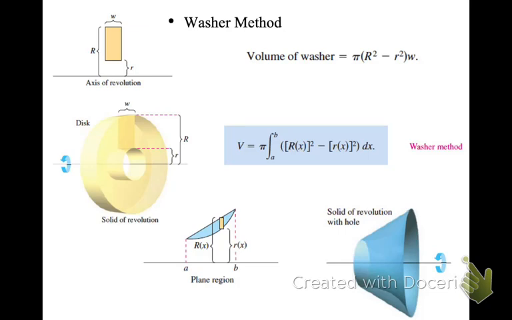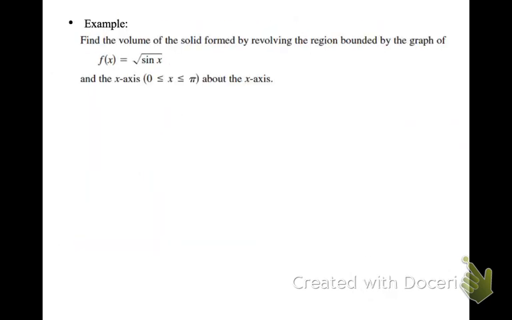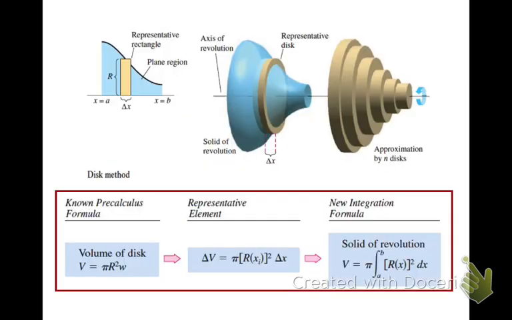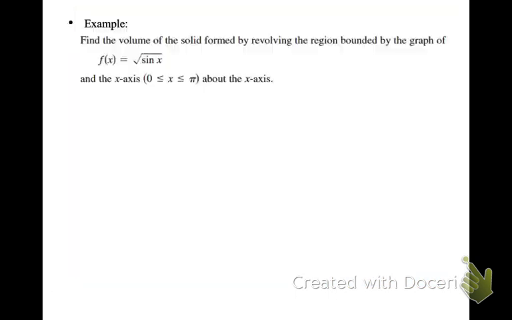Okay, so we're in 7.2, the second part of it today. Today we're going to talk about the washer method. We did the disc, and I'm going to go back to my picture for the disc. My disc was a bunch of discs together, right? So now the washer method, we're going to take a hole out of the middle.